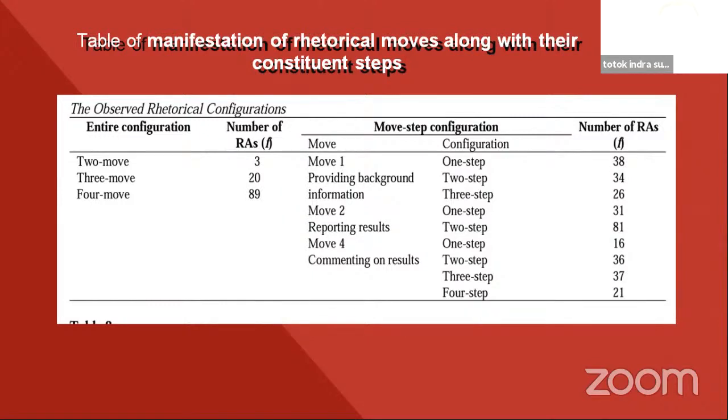Move 1 has 3 steps, move 2 has 2 steps, move 3 has no step, and move 4 has around 4 steps. And the fact is different. In move 1, step 1 is only used by 38 articles.